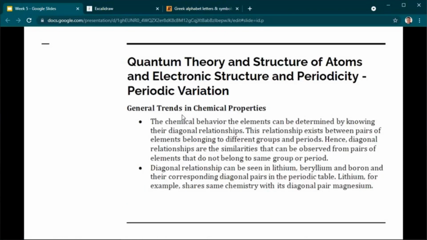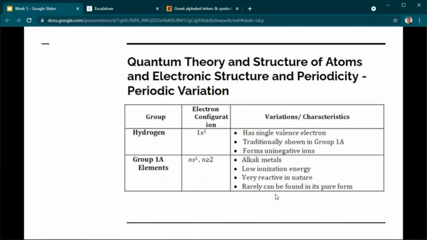So, general trends in chemical properties. The chemical behavior of the elements can be determined by knowing their diagonal relationships. This relationship exists between pairs of elements belonging to different groups and periods. Hence, diagonal relationships are the similarities that can be observed from pairs of elements that do not belong to the same group or period. Diagonal relationship can be seen in lithium, beryllium, and boron and their corresponding diagonal pairs in the periodic table. Lithium, for example, shares the same chemistry with its diagonal pair magnesium.